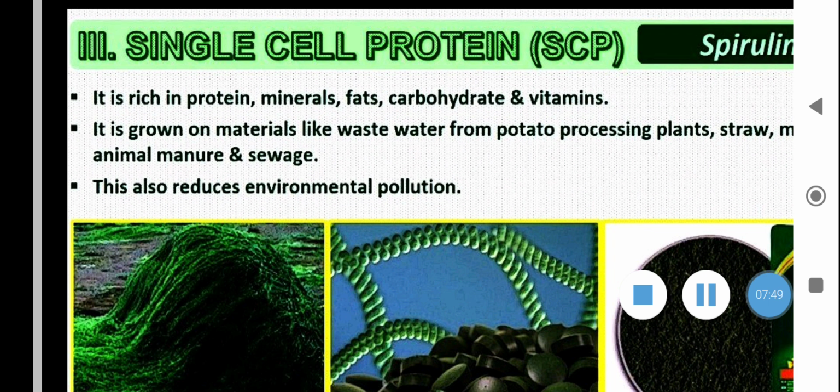These examples of biofortification are given on page number 253 of the biology textbook. Just go through them, which is a very important topic. Examples of biofortification may come for 2 marks.